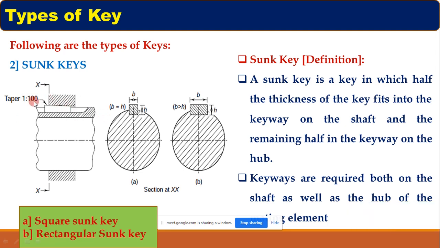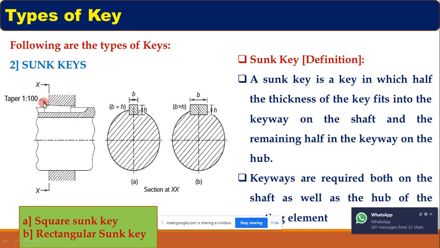Okay, so you just remember these two points which I have not added into this PPT, that the sunk key has two subtypes: square sunk key and rectangular sunk key, according to its cross-sectional dimension parameters. Where B is equal to H, it is the square sunk key. If B is greater than H, it is the rectangular sunk key.